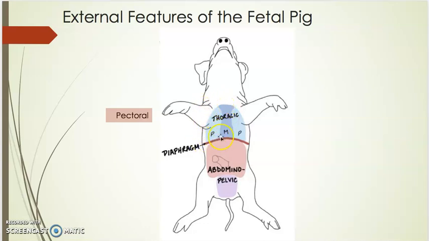The pectoral muscles would be the chest muscles on the ventral side of the pig. Remember, ventral side is like ventilation, like lungs. So that is the location of the pectoral muscles, right above the diaphragm. You will get a really good description of the diagram in your material that you have, so I'm not going to go over that.